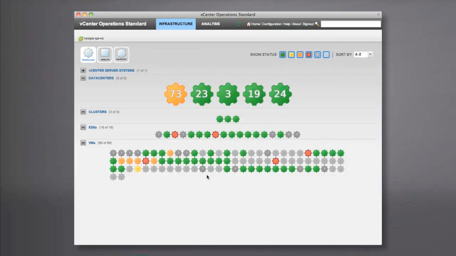What I want to do for you today is walk you through how to use this product, show you a little bit about the UI, and introduce you to some of the concepts that underlie the product. Now, if you take a look at the screen here, you'll see that this is the main UI that's visible when you first log into vCenter Operations.